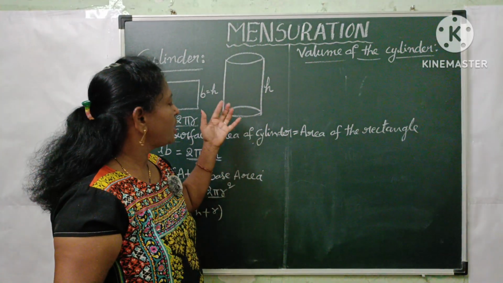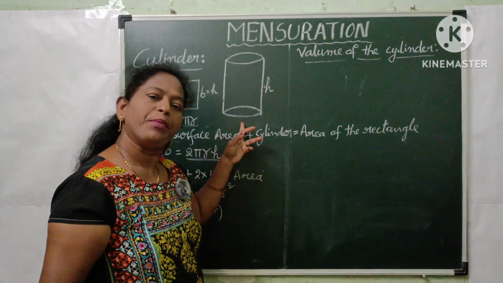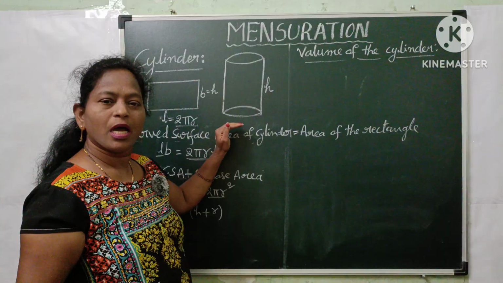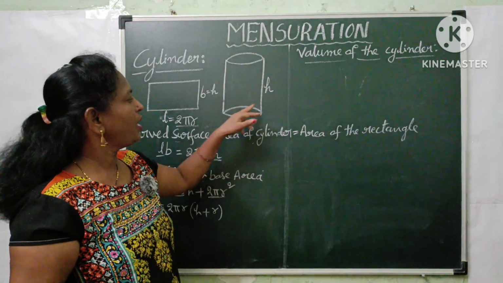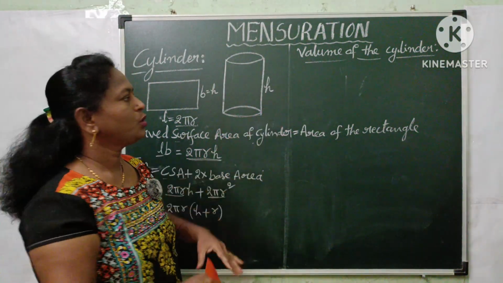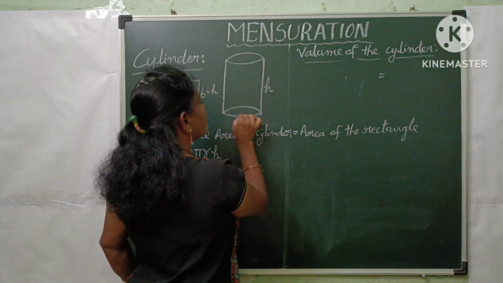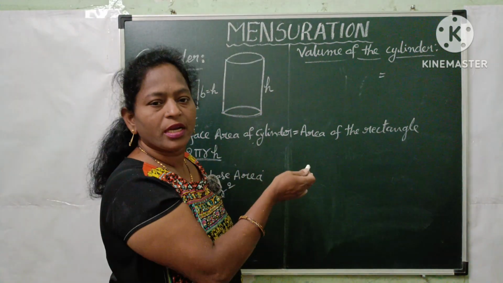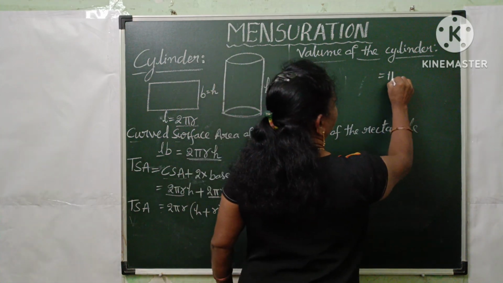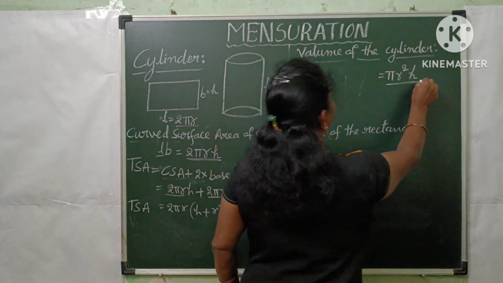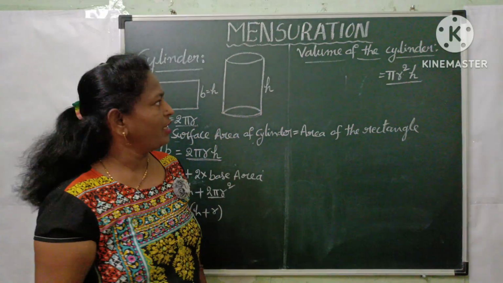So the area of the circle is pi r square. Volume means base area into height. Multiply the base area with the height. So that is equal to, here the base area is the area of the circle, pi r square, and the height is h. Pi r square h is the volume of the cylinder.